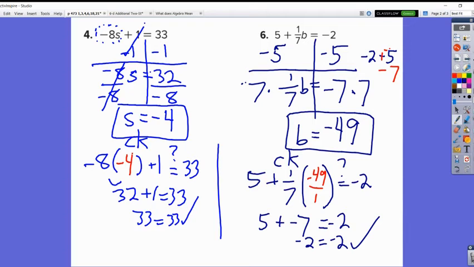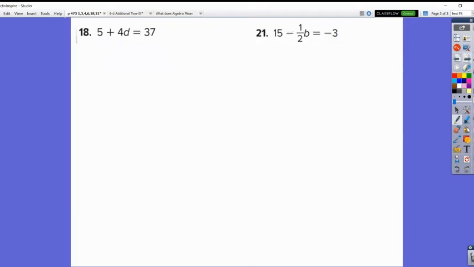If you make a mistake like that and you can't find it, just put a question mark at the end of your check and you're good to go.